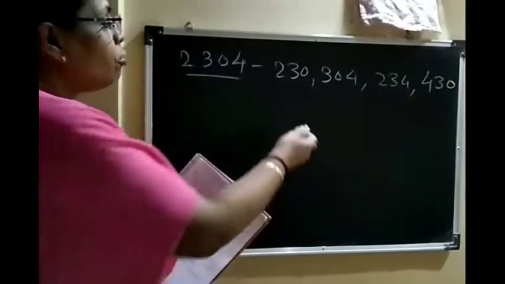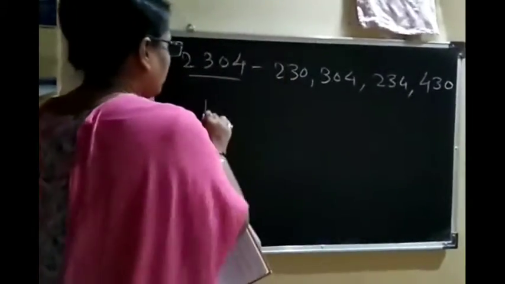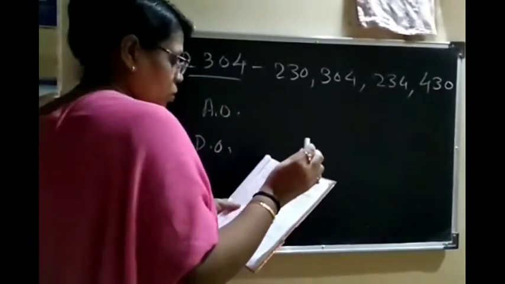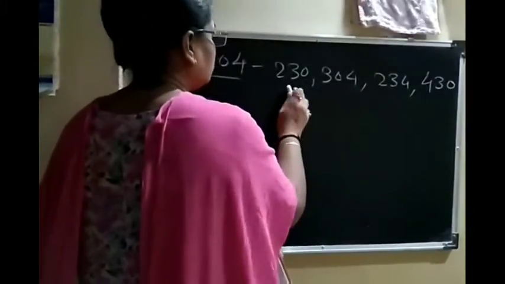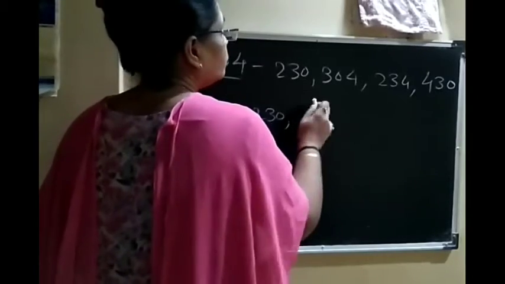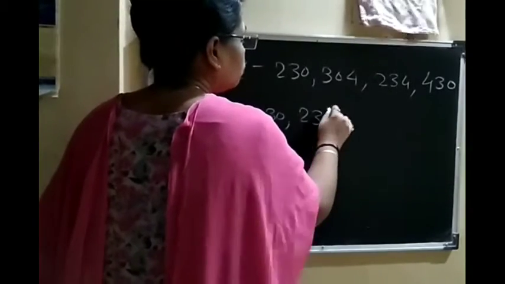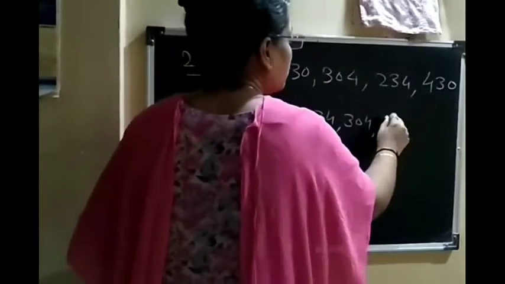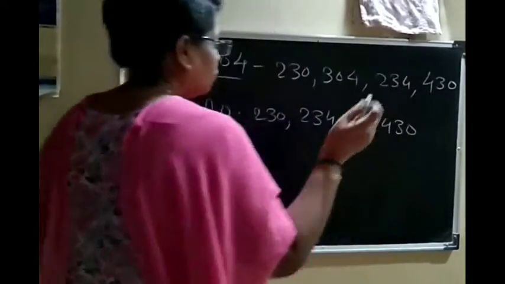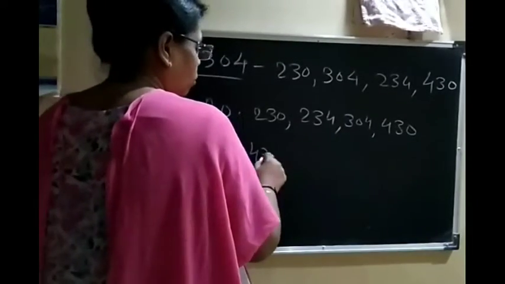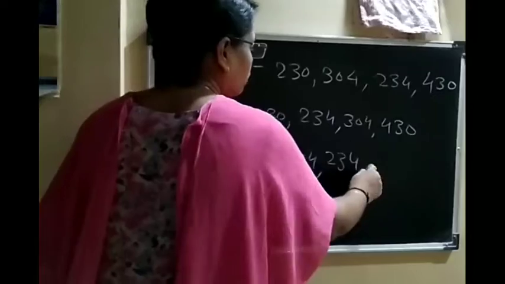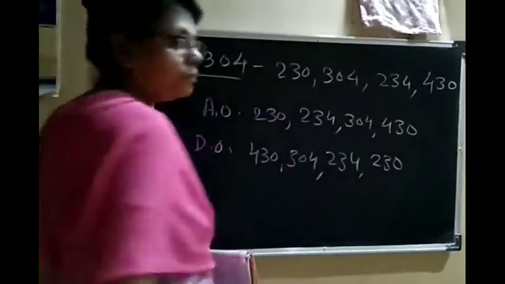Now from these figures we have to write ascending order and descending order. So the smallest one 230, a bit bigger 234, 304, and the last, the biggest, 430. Reverse order: 430, 304, 234, 230.